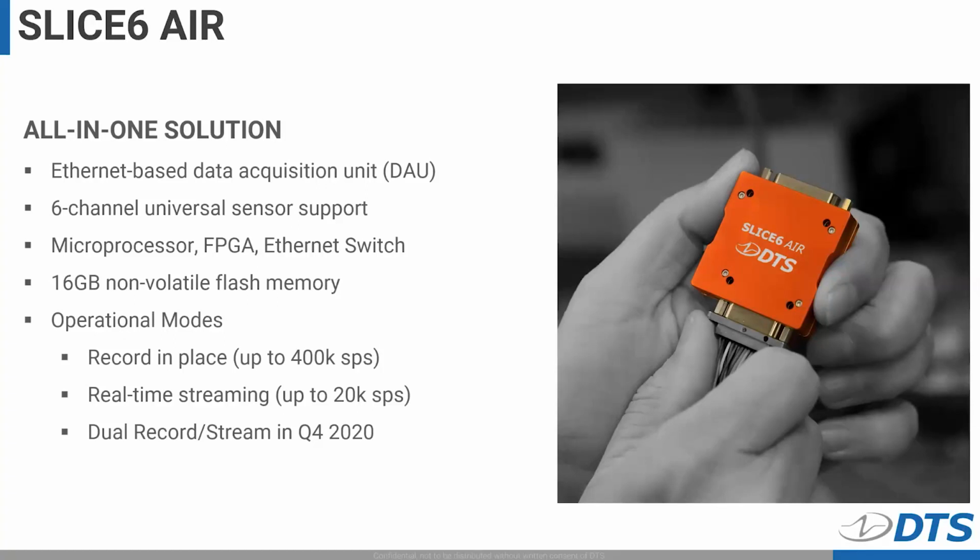And the system can be configured to operate in 3 separate and unique modes. First is recording in place. You can set the unit up as a data recorder. Each of the 6 channels has a maximum sample rate of 400,000 samples per second. For real-time streaming, each of the 6 channels can also stream out at 20K samples per second. And coming later this year, we'll be introducing a dual record and stream capability.